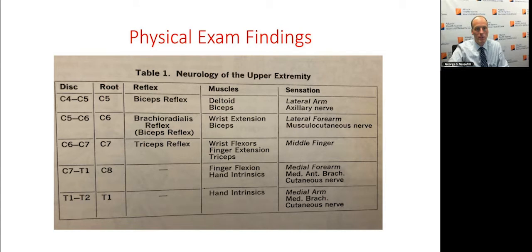Once again, this is just a nice chart showing the disc levels, the nerve it gets, the reflex, the muscle weakness, and the sensation that we'll see. And just to reiterate, there is a C8 nerve root, but only 7 cervical vertebral bodies.